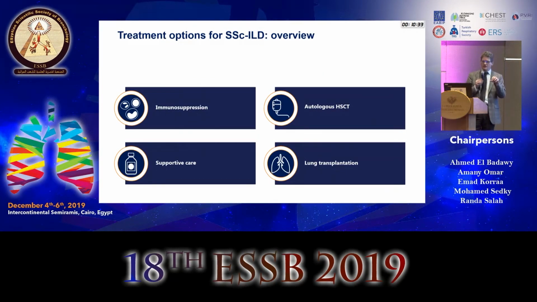We can do for the lung disease in systemic sclerosis what we can do for the systemic sclerosis itself. We can use immunosuppressive drugs like mycophenolate, up to biologicals. Some patients qualify for autologous hematopoietic stem cell transplantation. A very big and important role is played by supportive care with oxygen and other measures, and only a few of these patients qualify for lung transplantation as a kind of cure of the lung involvement.